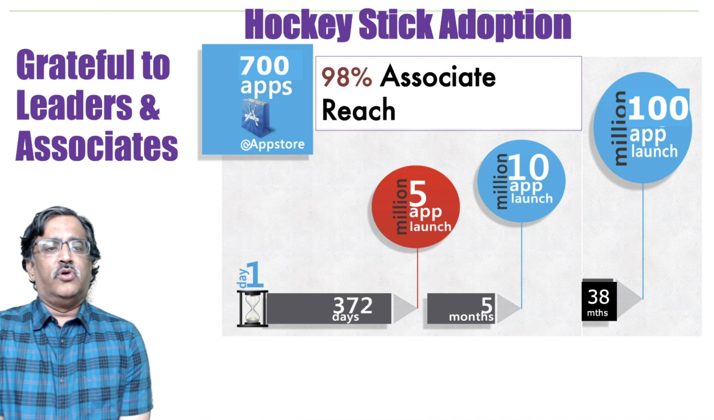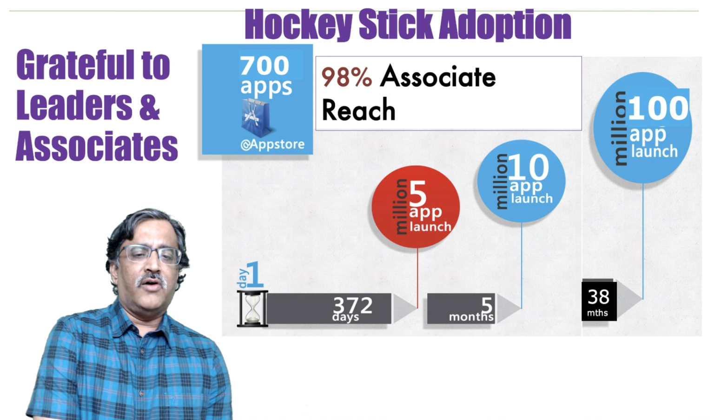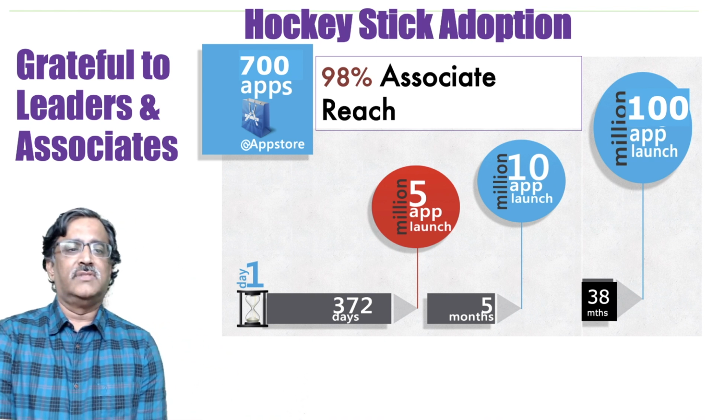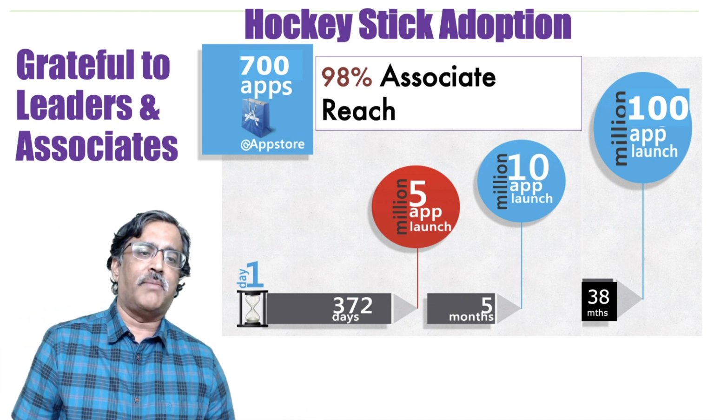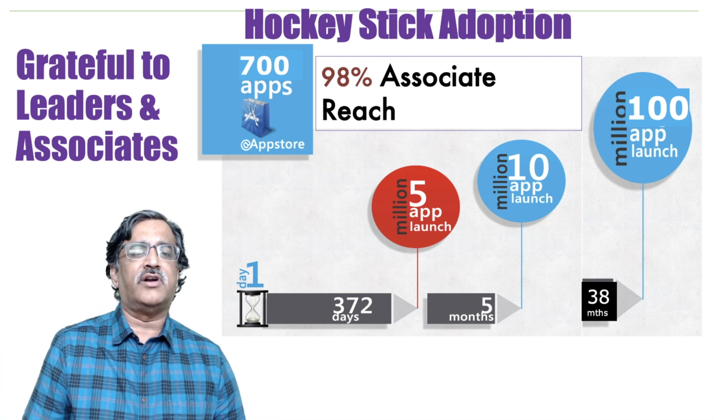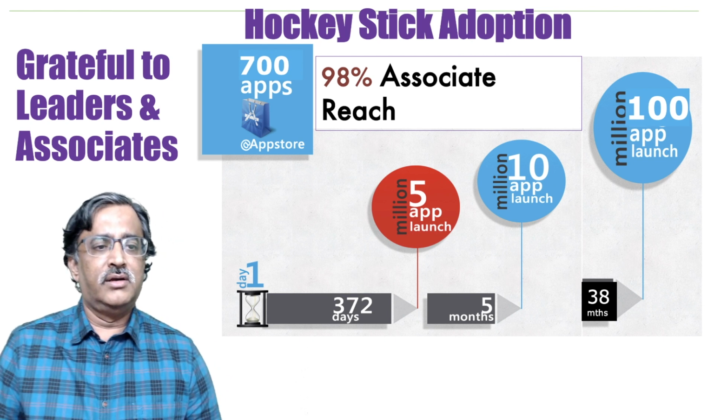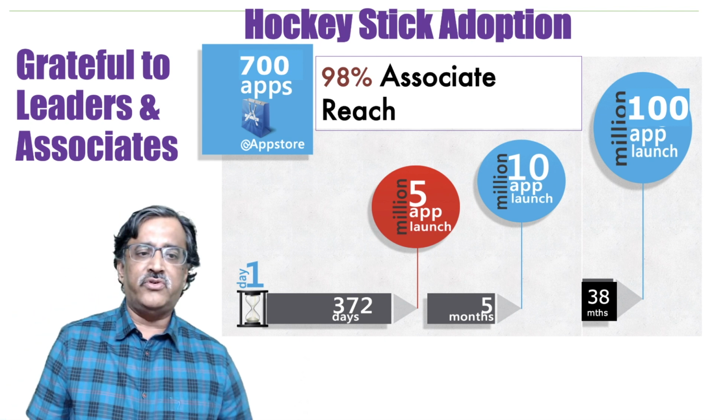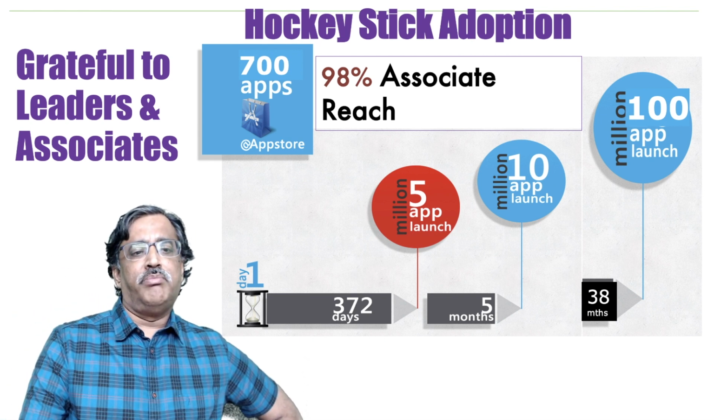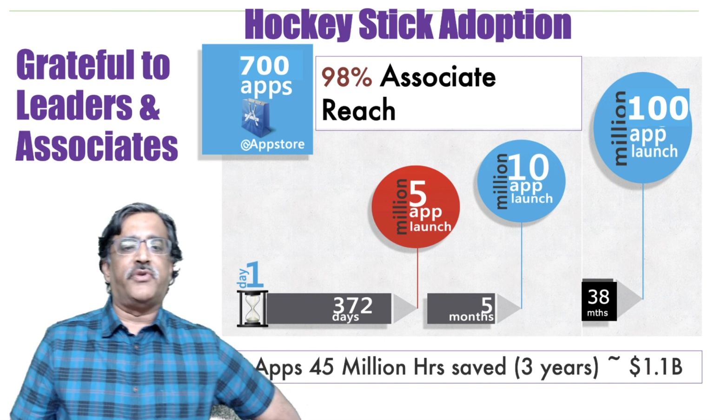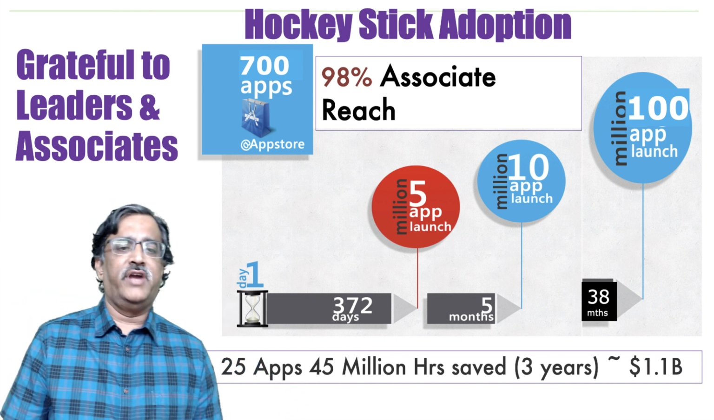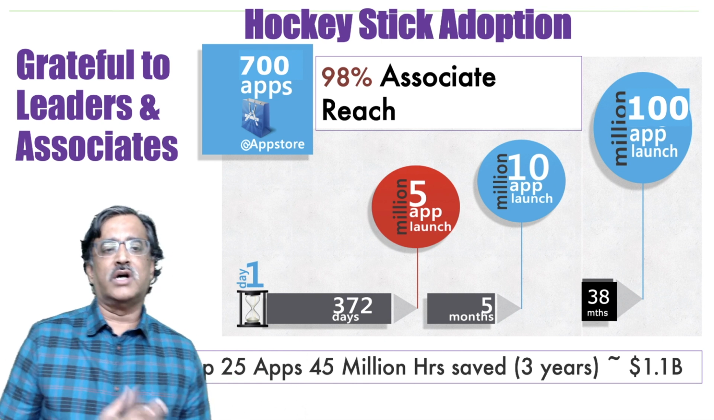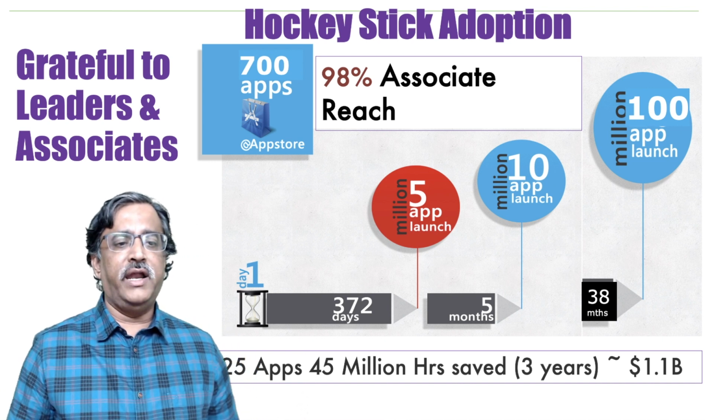I am grateful to the leadership team in Cognizant and all our associates who adopted this system very quickly with no change management or training. And in a matter of 3 years, we had rolled out 700 applications, which reached 98% of the associate population globally. And within 3 years, the applications had been used 100 million times. Now, when we computed the business impact of just the top 25 apps, right, not all of the 700, we had saved about 45 million hours for the associates over a 3-year period, which works out approximately to $1 billion of business impact.